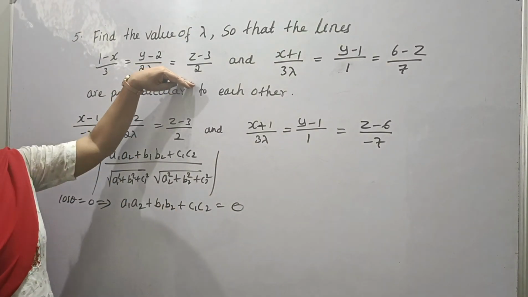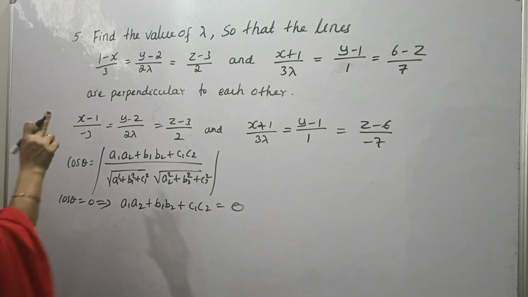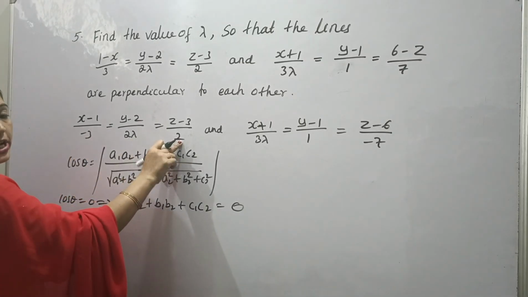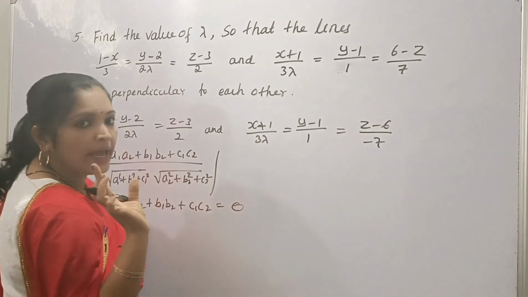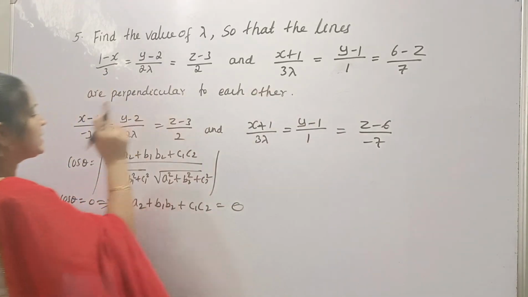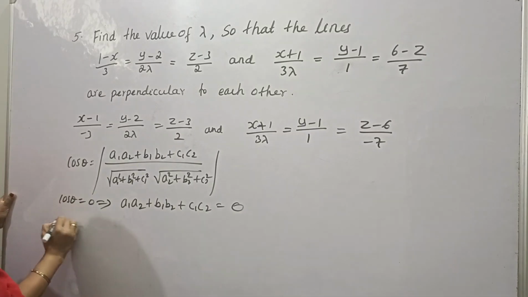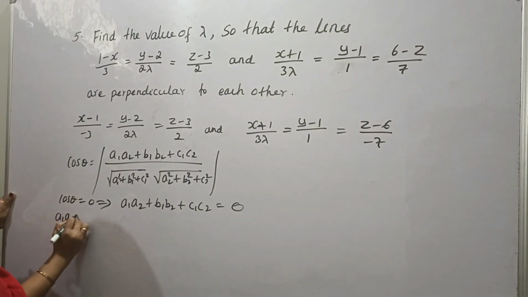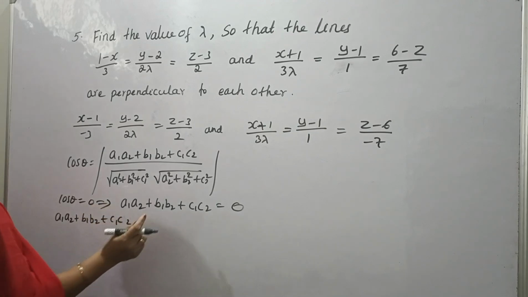So that we will get the value of lambda. Okay, so let's find a1 a2. See here, minus 3, 2 lambda, 2 are the direction ratios of this line, and 3 lambda, 1, minus 7 are the direction ratios of this line. That is a1, b1, c1, a2, b2, c2. Now let's find a1 a2 plus b1 b2 plus c1 c2.